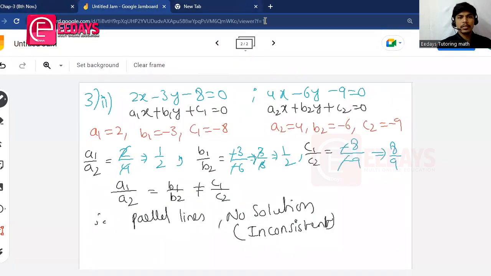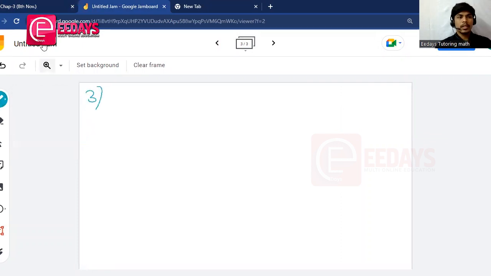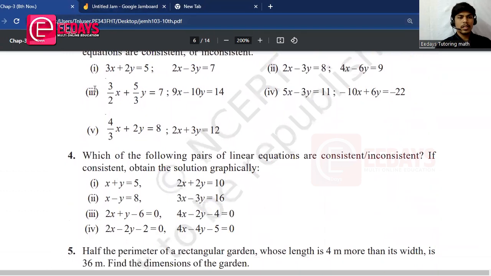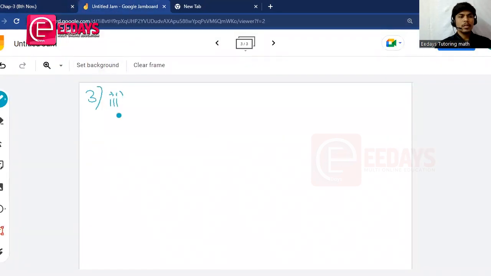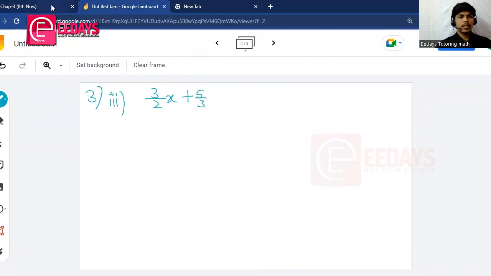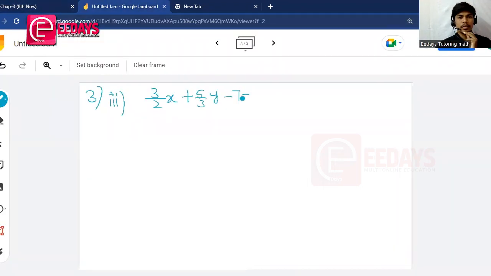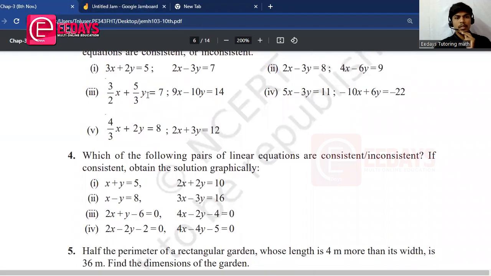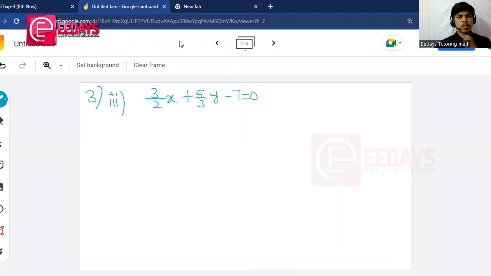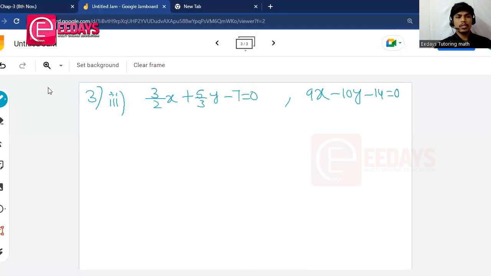Now let's move on to the next question. Third question. Okay, 3 by 2x plus 5 by 3y, transfer 7 to the other side, becomes minus 7 is equal to 0. And 9x minus 10y is equal to 14. If you transfer to the other side, it becomes minus 14 is equal to 0.